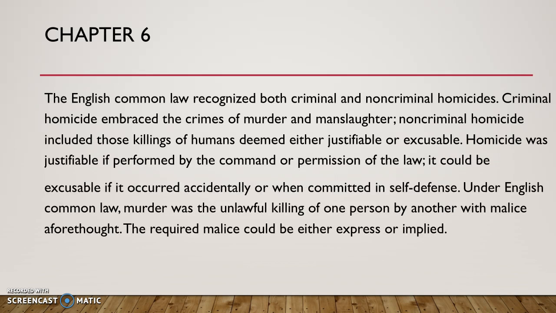We're also going to be reviewing Chapter 6. Chapter 6 will be looking at English common law, which recognizes both criminal and non-criminal homicides. Criminal homicide embraces the crimes of murder and manslaughter. Non-criminal homicide included those killings of humans deemed either justifiable or excusable. Homicide was justifiable if performed by the command or permission of the law. It could be excusable if it occurred accidentally or when committed in self-defense.